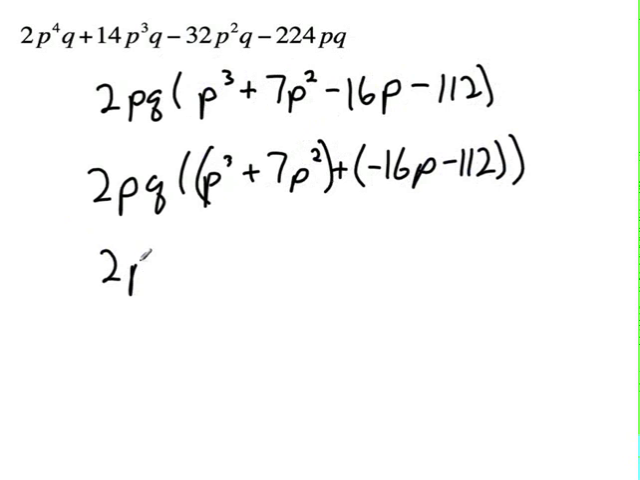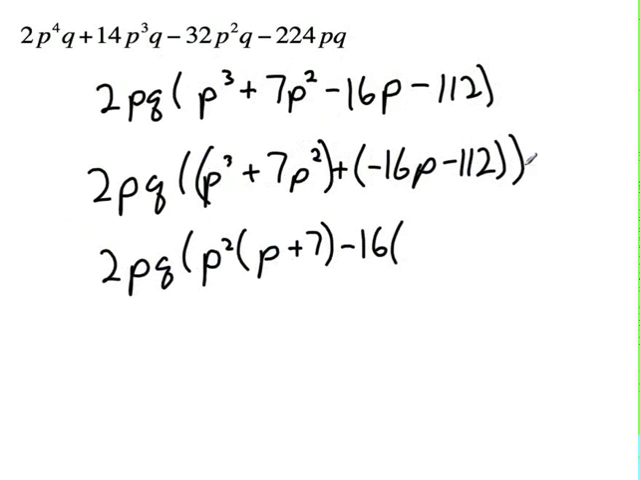So we have 2pq. What factors out of here is a p, no, 2 p's. So we have a p squared, p plus 7. And right here we can pull out a negative 16. I think, hopefully, let's see, 112 divided by 16. 16 goes into 112. Hopefully it's going to be 7, so let's try 7. 7 times 6 is 42. 7 times 1 plus 4 is 11. So yes, that works.